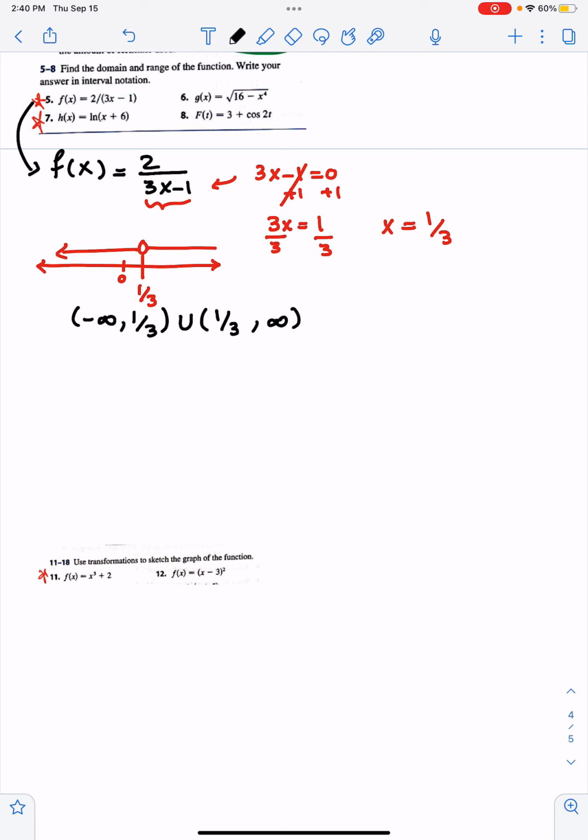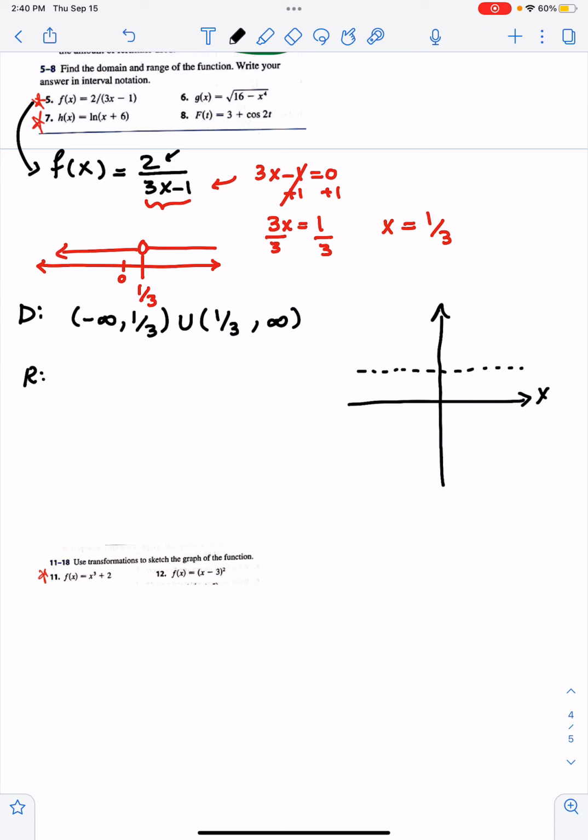To find the range, if you think about this as a rational function, and on the numerator you have 2, the only piece that is out of the range, if you were thinking of projection along the y-axis of the graph, is where you have the horizontal asymptote. So we need to take the horizontal asymptote out.